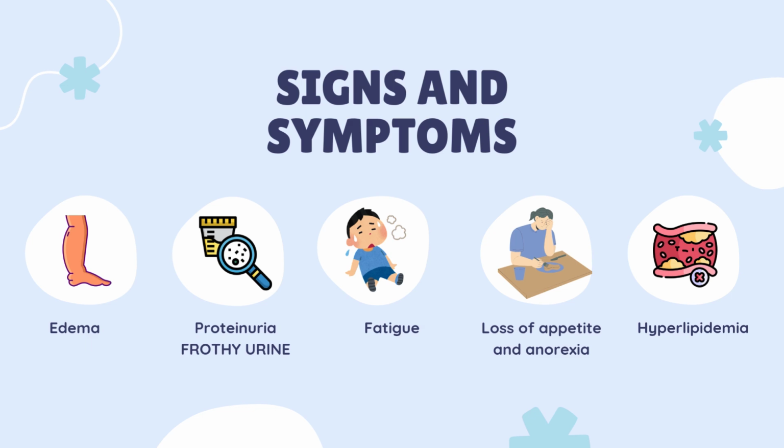We'll also have proteinuria. The urine will be dark and frothy. Patient will also complain of fatigue, lethargy, loss of appetite, and they might be anorexic. You will also get elevated serum lipid levels, that is hyperlipidemia.